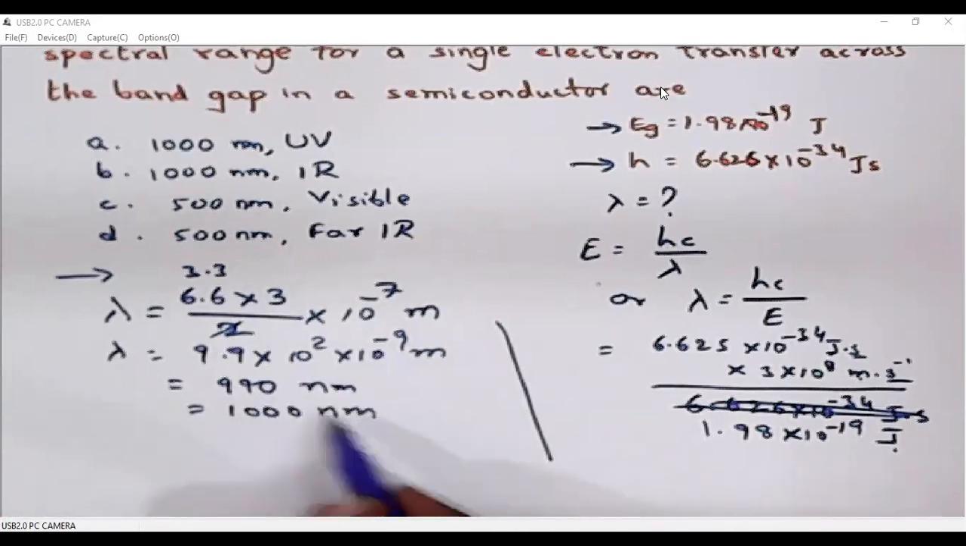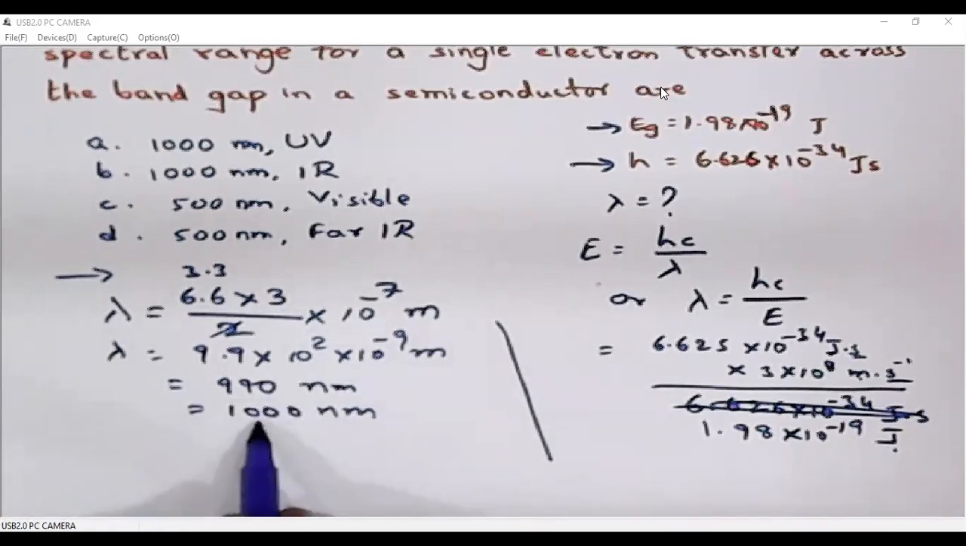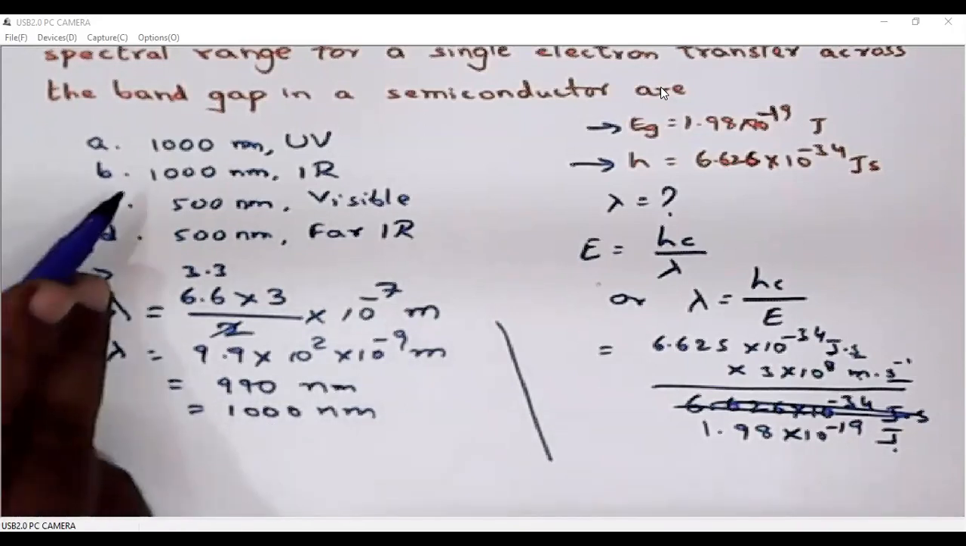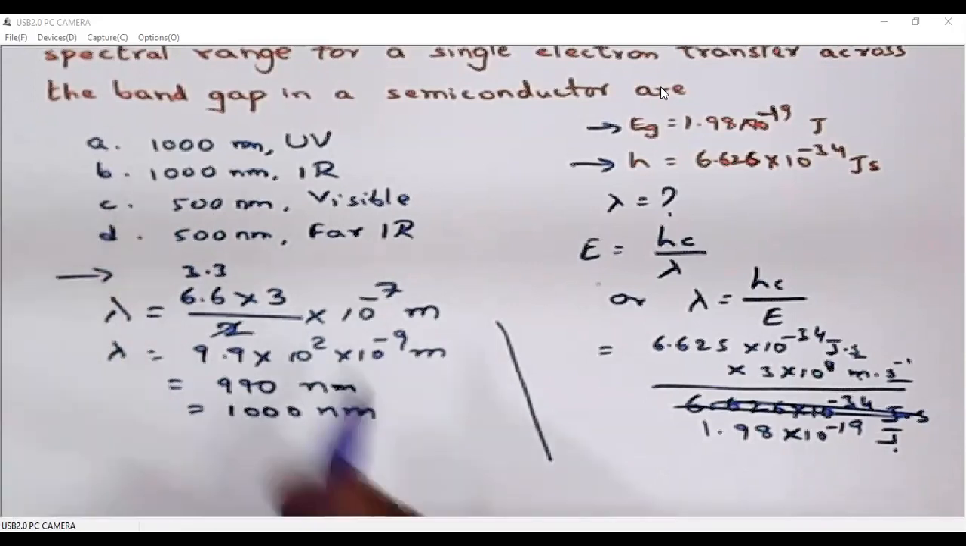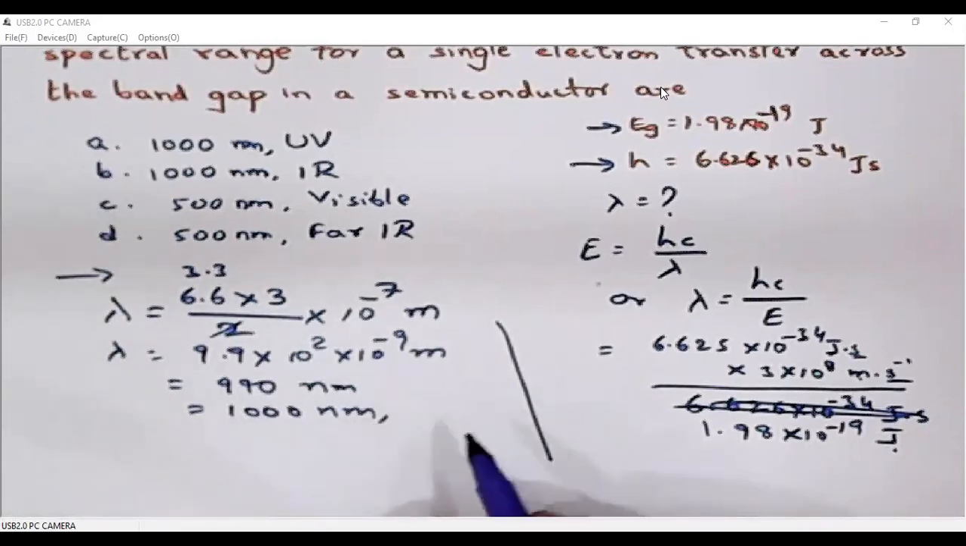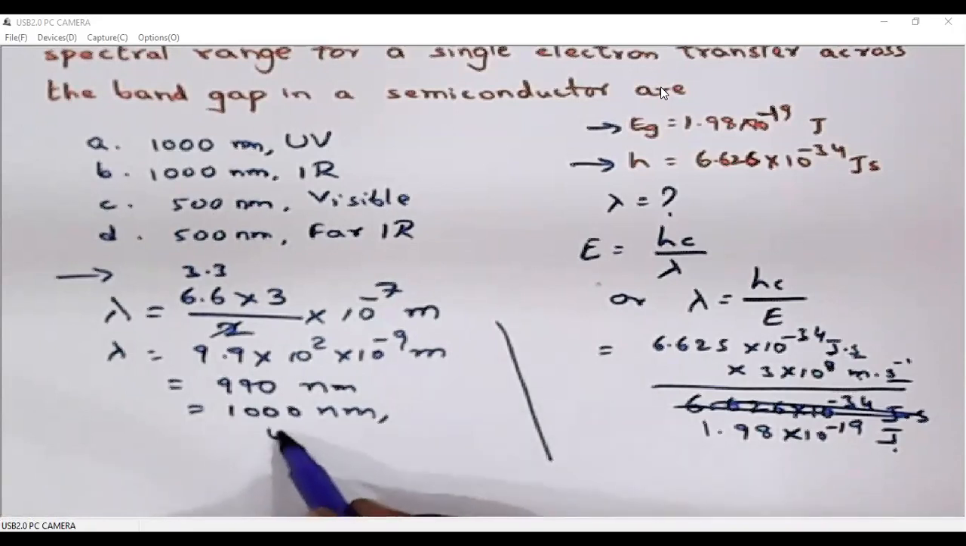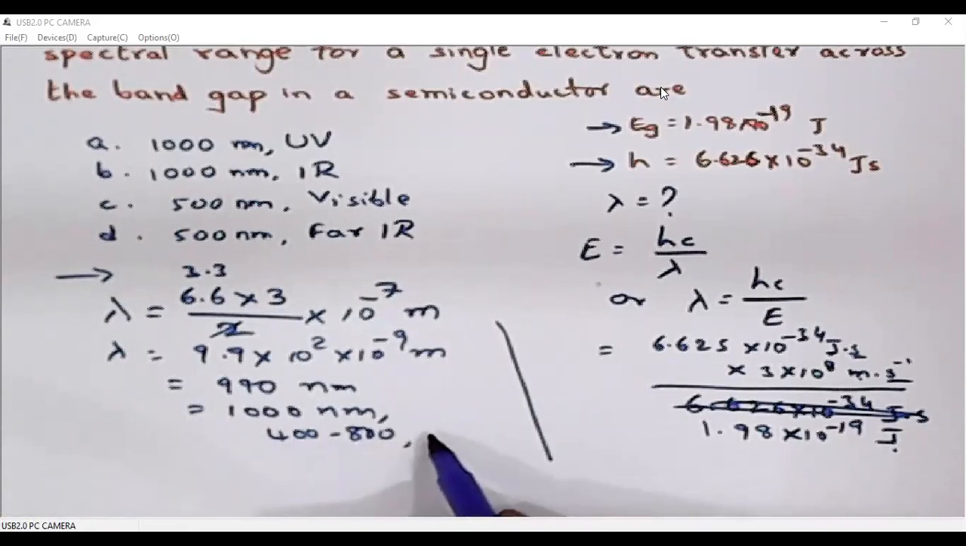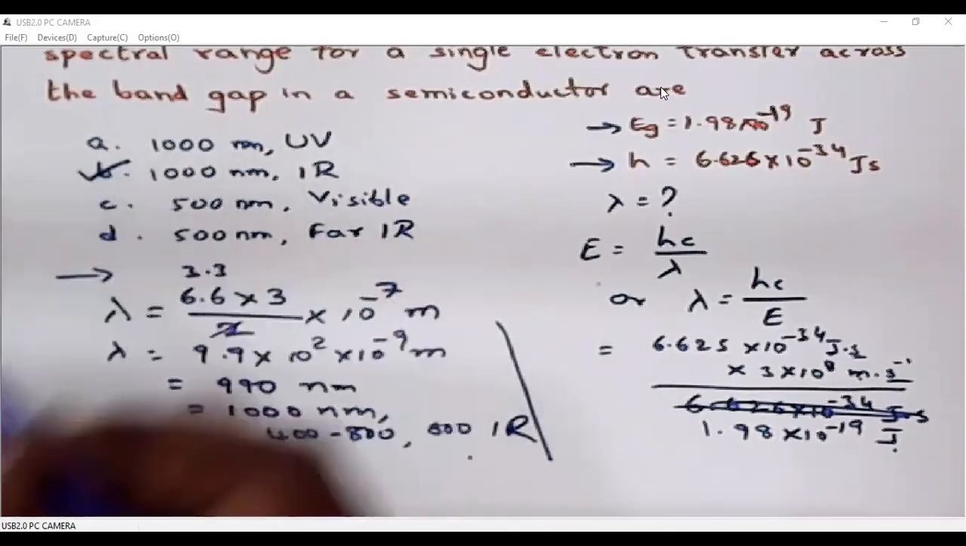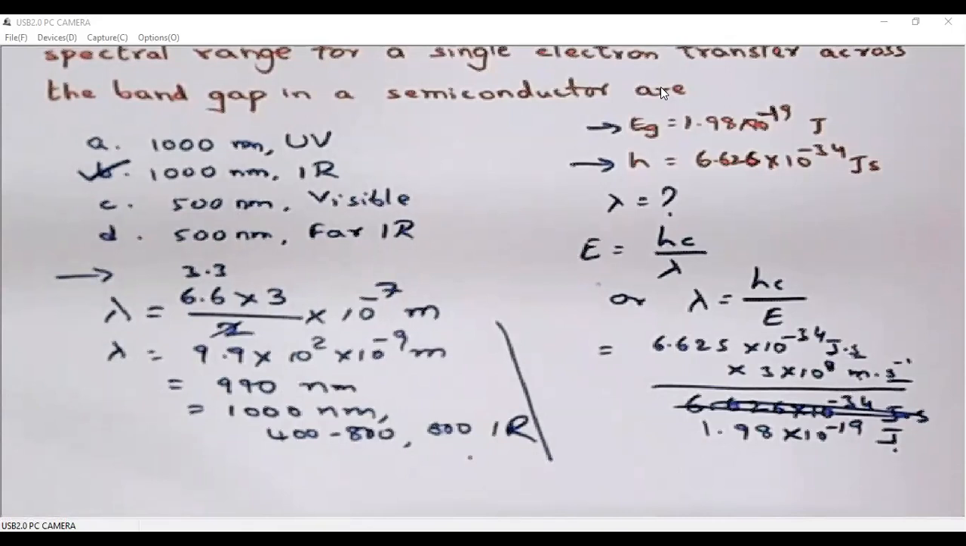So it is around 1000. Though we don't get the exact value because we have simplified them, 990 is related to 1000. Now we know the different spectral ranges. Visible is 400 to 800. More than 800, it is IR. So the answer is wavelength is 1000 nanometers and the spectral range is IR.